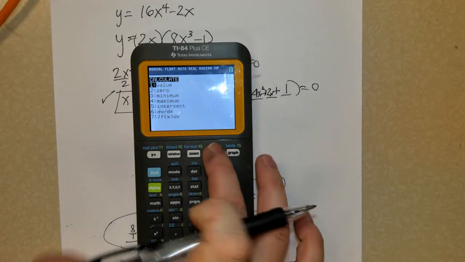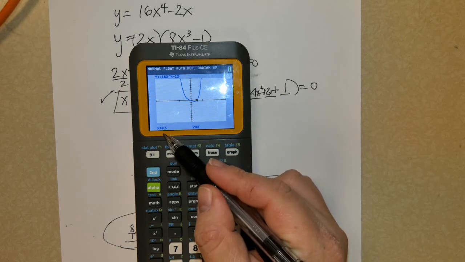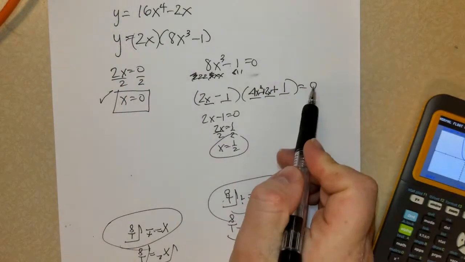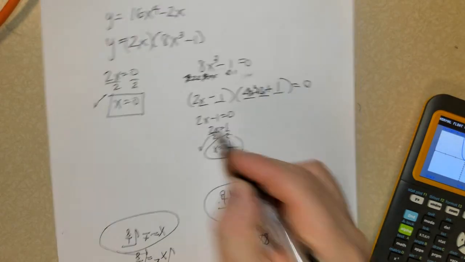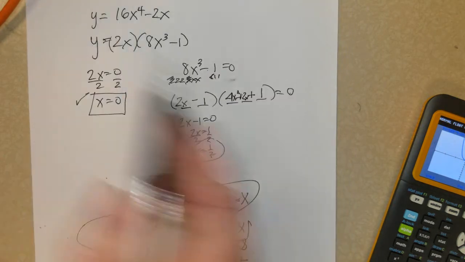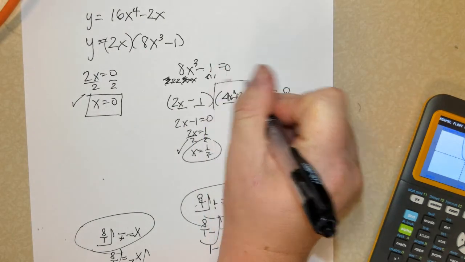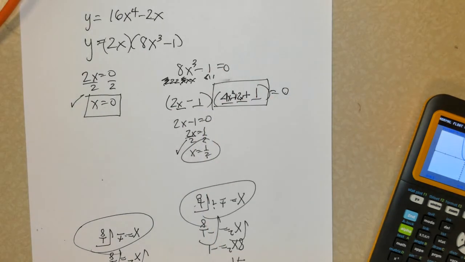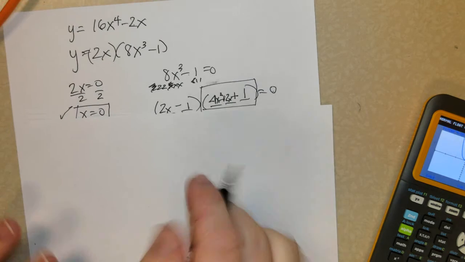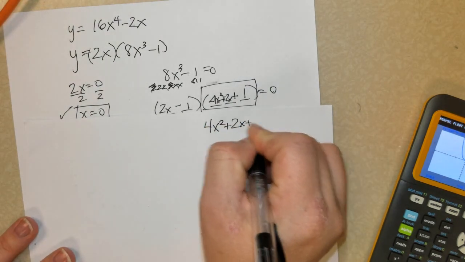Let's check. Second trace value, typing in 0.5. I have y equals 0. That confirms that it is correct. Y equals 0 confirms this is the correct answer. Now, where do I come up with the other 2 answers, equaling a total of 4? Whenever you do sum and difference of cubes, this trinomial will always need the quadratic formula to be used to solve. So I'm going to go over the top here, 4x squared plus 2x plus 1.